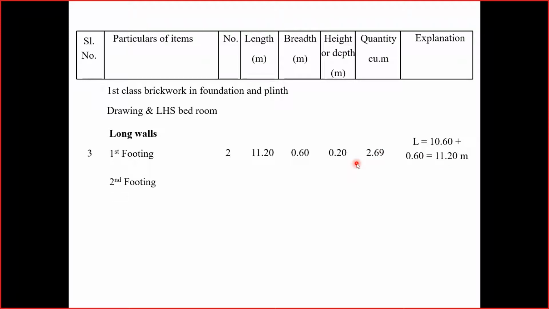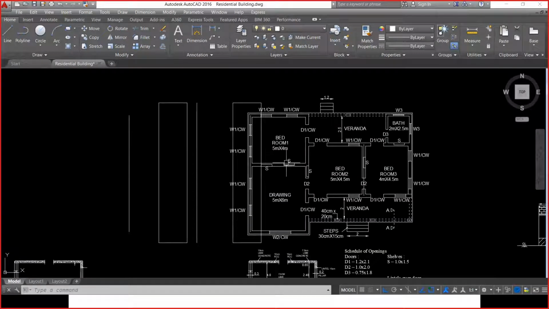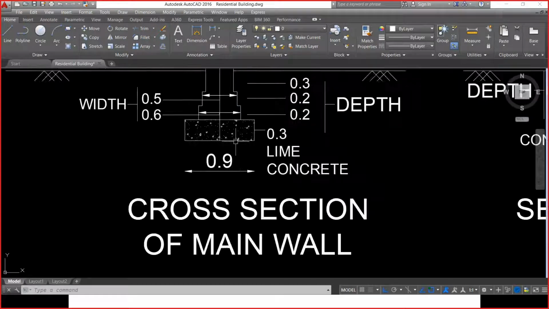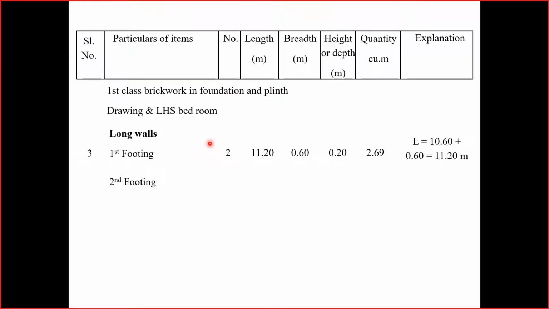Moving on to the second footing now. I have not started the short wall calculation yet, and I'm not going to do it now itself. I'll take up the second footing. This is the first footing, then the second footing, and the plinth. And later on, we'll move on to the short wall calculation.